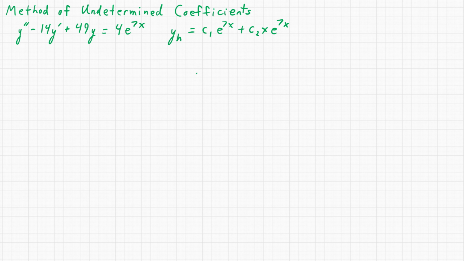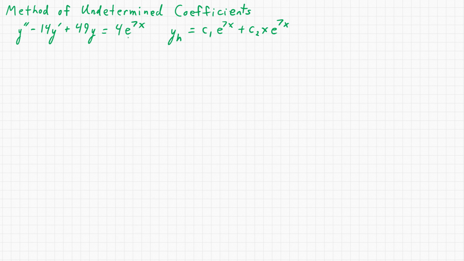Next modification example for the method of undetermined coefficients. This one we actually modify our guess twice. So our differential equation is y double prime minus 14y prime plus 49y equals 4 times e to the 7x. This has a repeated root of 7, so our homogeneous solution is c1 e to the 7x plus c2 x e to the 7x. So same e to the 7x twice.